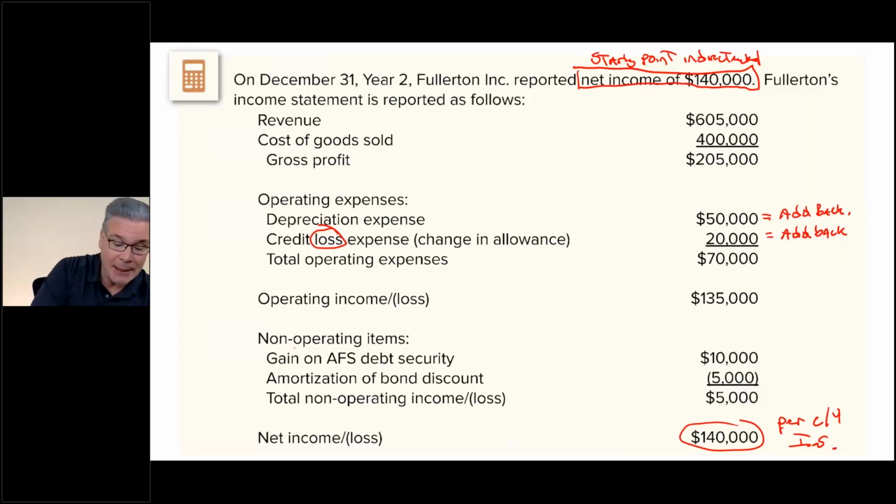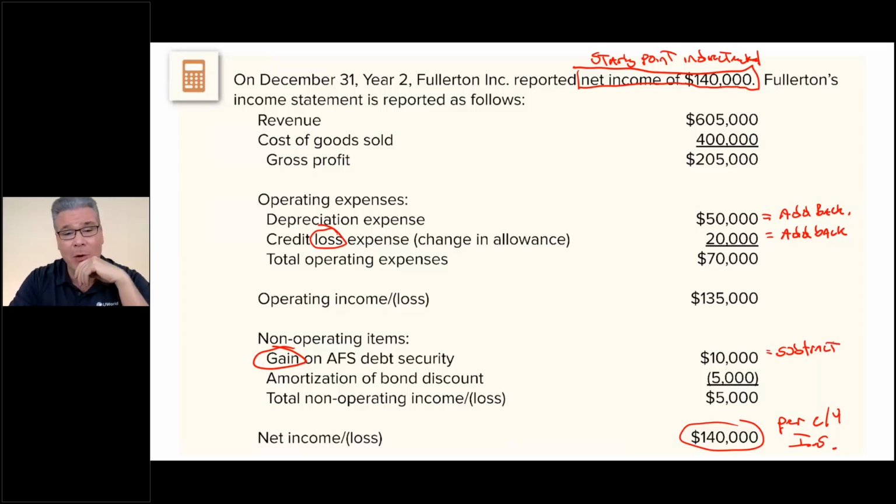Again, when I see the word gain, what do I think? I've got to subtract that out. Why? That made net income go up, but it's not part of my core business. Amortization of a discount. I told you, when you see discount, what do you think? Hey, that's a loss. It's a big loss.